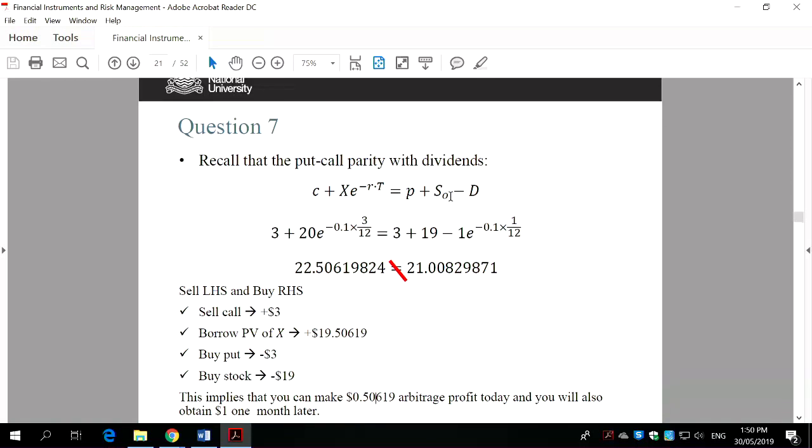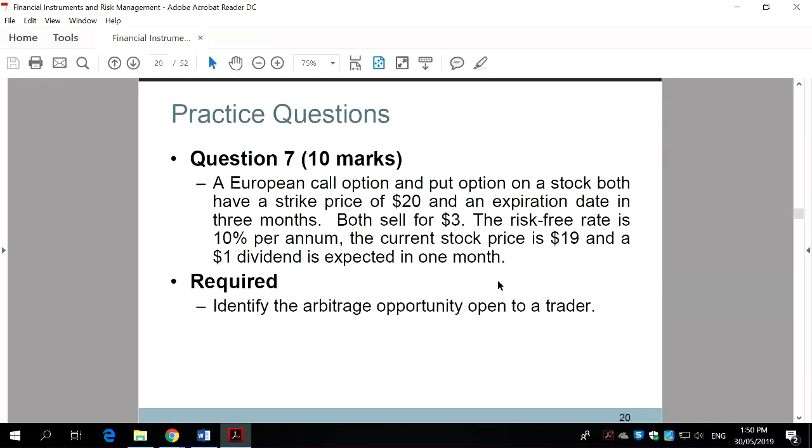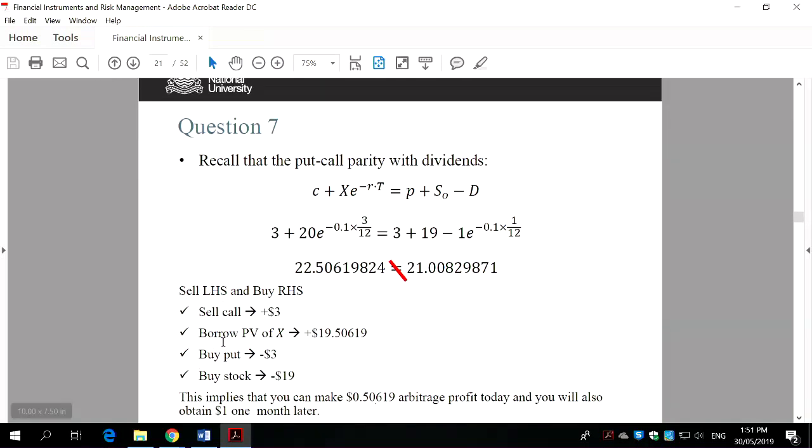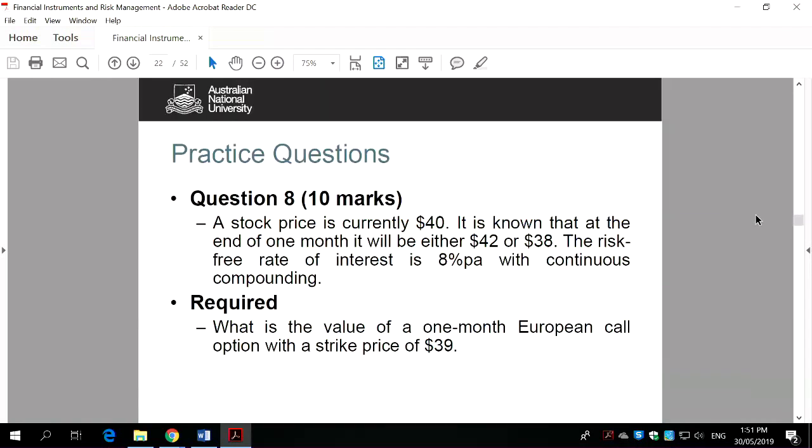Yes, so basically in the final exam question, I'll be more clear with that. So I'll ask you how much exactly is the arbitrage profit? Yes, you need to detail all of the positions here. Any other question with this one here? Any other question with question number 7? Okay, so let's have a look at question number 8 then.